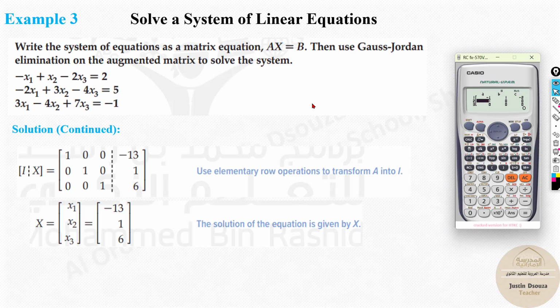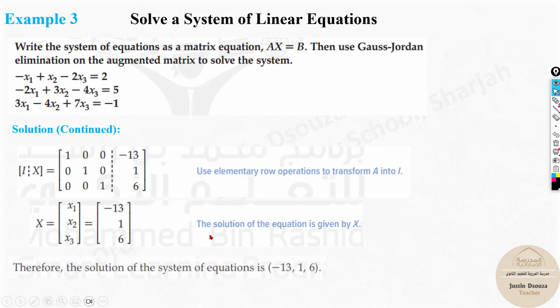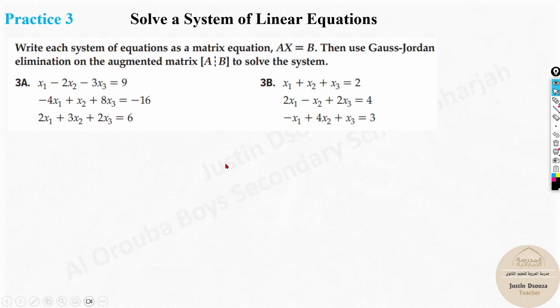2. That's the answer. Now, here it's minus 2, 3, minus 4, 5. And 3, minus 4, 7, minus 1. The answers are x1 is negative 13, x2 is, that's y, 1, and lastly 6. So this is an easier way to solve systems of equations, but you can use matrices as well. So those are the solutions. You can try these by yourselves, using the same method we did a while ago in the calculator.